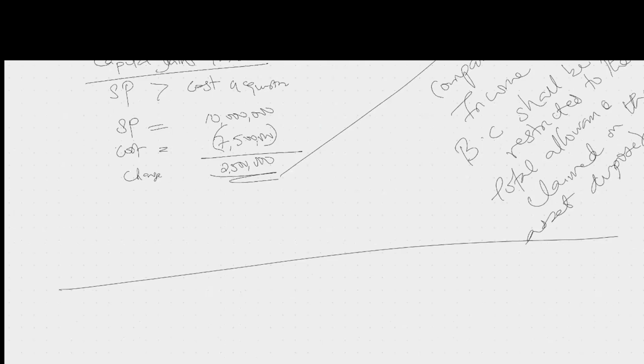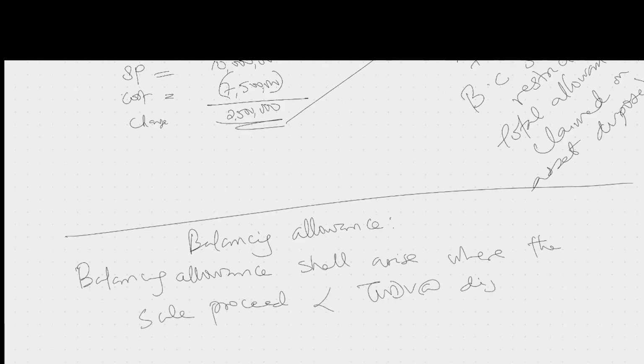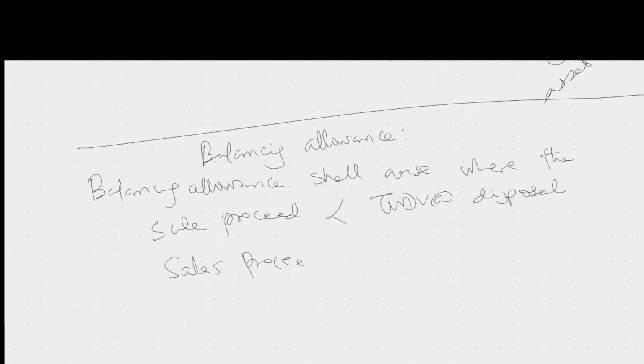shall arise where the tax written down value is less than the sales proceeds at disposal. Let us assume the sales proceed is 10 million. Terminal value at disposal is 15 million.